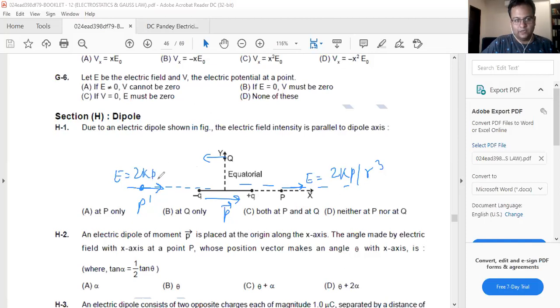And what is the electric field at the broadside on position? kp by r cube. Okay, kp by r cube. Please remember the values. So it gradually changes the direction from rightwards to leftwards, and it also gradually changes the magnitude from 2kp by r cube to kp by r cube. If this value is E naught, then this is E naught by 2. Okay, we had discussed it in the last Zoom session. The electric field direction and the magnitude gradually change as you go from end on position to broadside on position. Next.